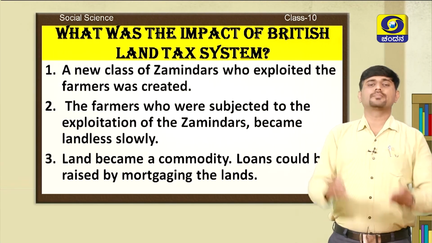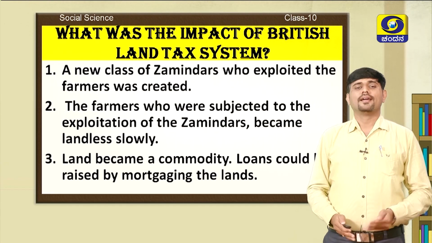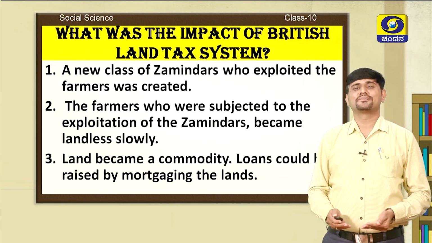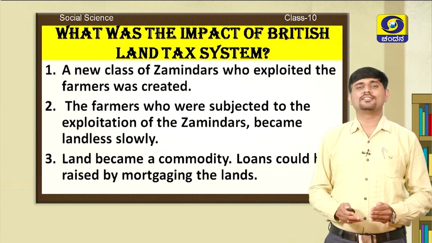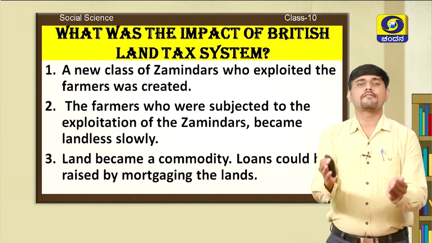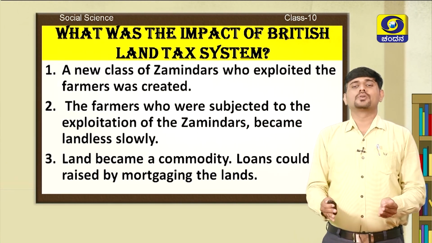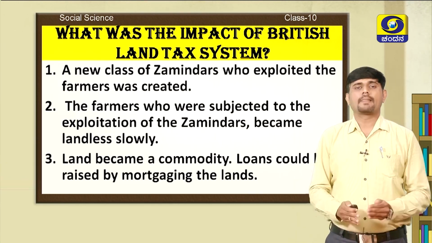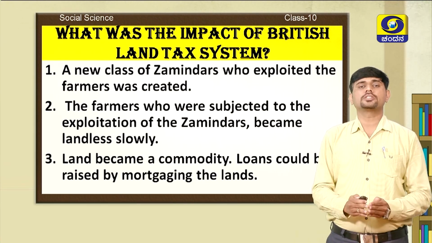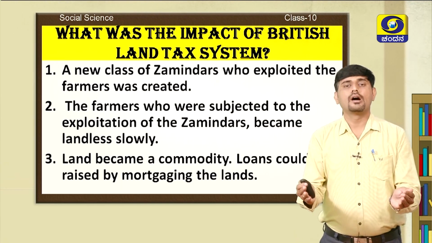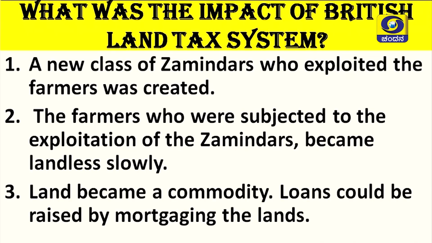According to the impact of the British land tax system, a new class of zamindars who exploited the farmers was created here. The farmers who were subjected to the exploitation of the zamindars slowly became landless. Some of the land tax policies of the British government gradually made the Indian farmers lose their lands. They became landless.